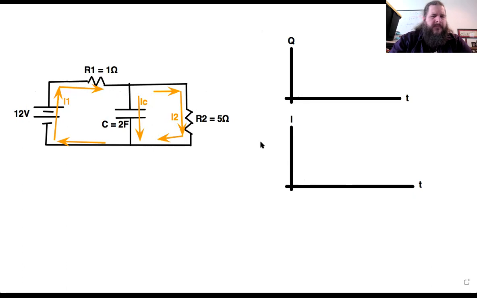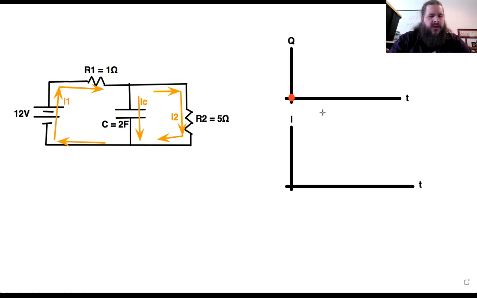So what sort of shape would you expect these graphs to look like? Do we know any starting values? Is the capacitor uncharged? Yeah, we're assuming the charge on the capacitor is 0 at the beginning because we're assuming the capacitor starts off uncharged. So we can at least put a mark on the charge graph. We know that at time 0, we've got 0 charge. We know the asymptote for the charge, 12 times 2, right?